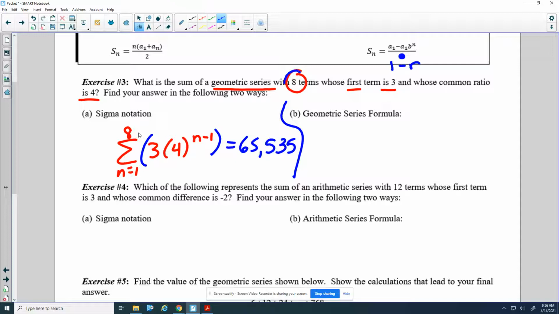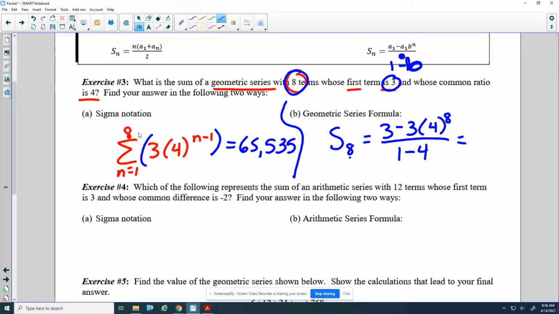So because we have 8 terms, I'm finding S sub 8. A sub 1 is 3. R, or the B value, common ratio is 4. The N is 8. And then we have over 1 minus B, which is 1 minus 4. This should be a B here, sorry. Sometimes we use R, but we're not using R this year. So if I type that in, 65,535, same answer. So let's look at exercise 4.